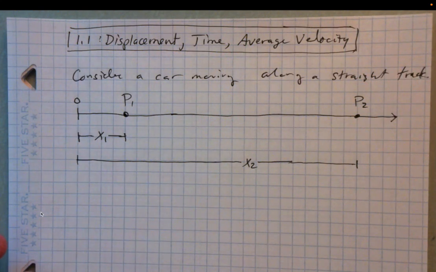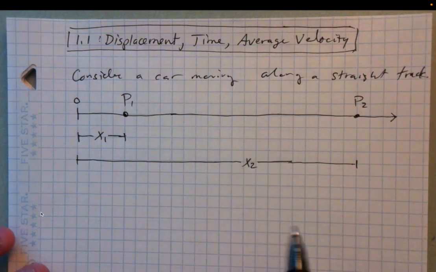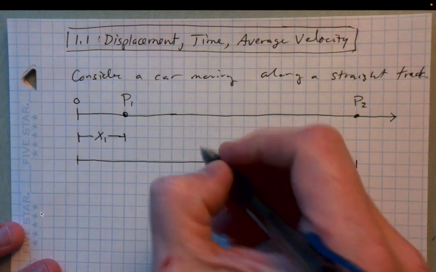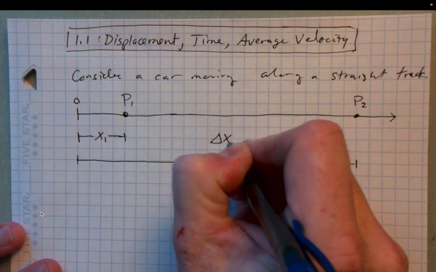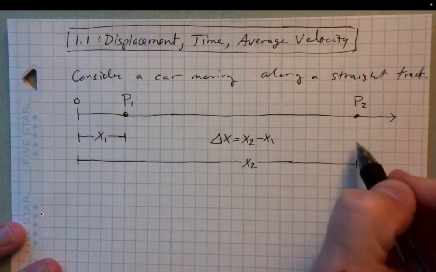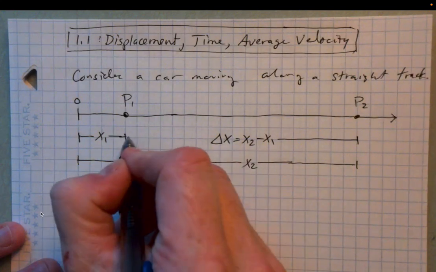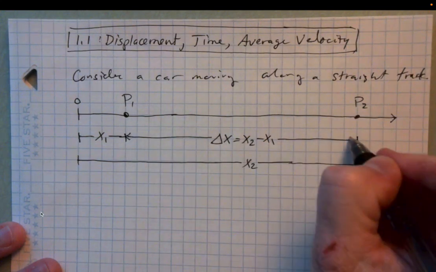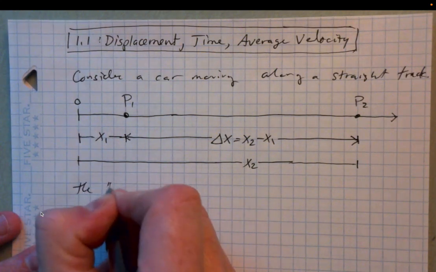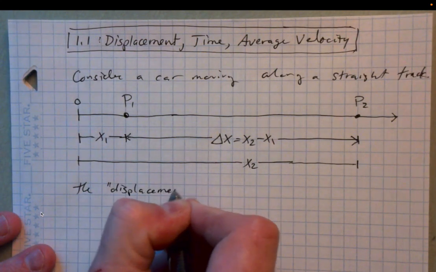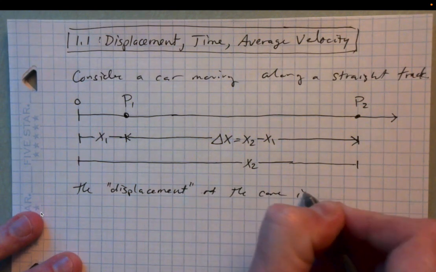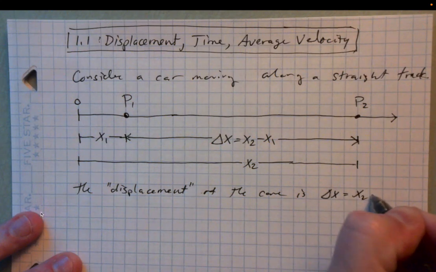And the first concept we really want to explore here is this notion of displacement. You can think of displacement, in terms of this picture, as the distance between the starting and ending point. We'll frequently denote it as delta x, meaning the change in x. In this case, it's going to be equal to x2 minus x1, right? And it really is this distance, isn't it? It goes from point 1 up to point 2. That's what we mean by the displacement. The displacement of the car is delta x equals x2 minus x1.